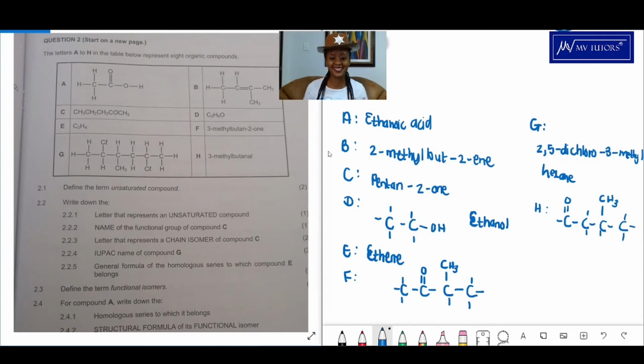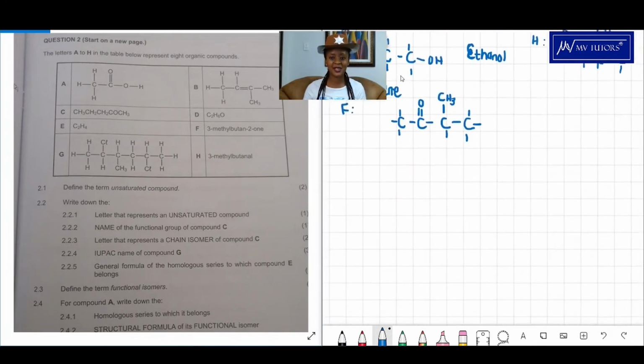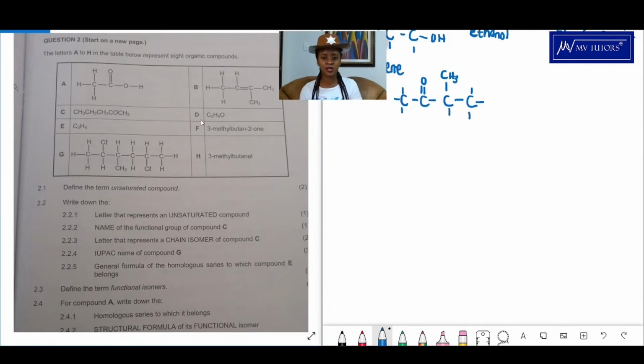Okay, and we are done with just looking at the table. Now let's answer questions, guys. I hope us doing that exercise will help us answer questions like this. Define the term unsaturated compound. An unsaturated compound is a compound that has double bonds, triple bonds. I haven't seen one that has 4 bonds in organic chemistry. So an unsaturated compound is a hydrocarbon that has double or triple bonds.